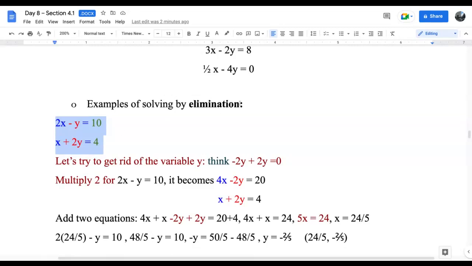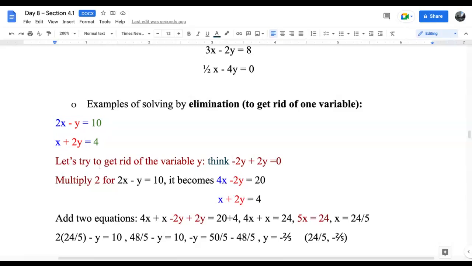Let me type in here. Elimination: to get rid of one variable. It could be x, could be y. That's the purpose. So if we add or subtract directly, we won't be able to get rid of any. So what do we do?